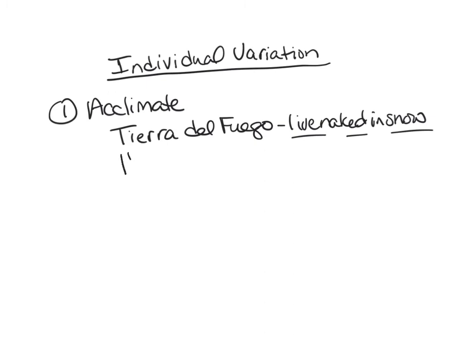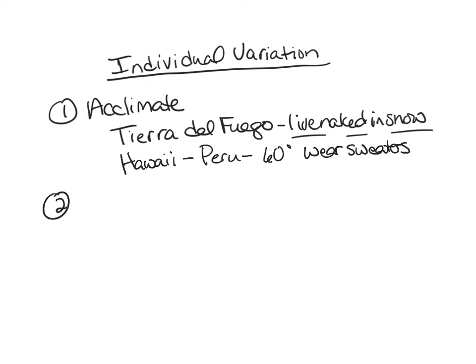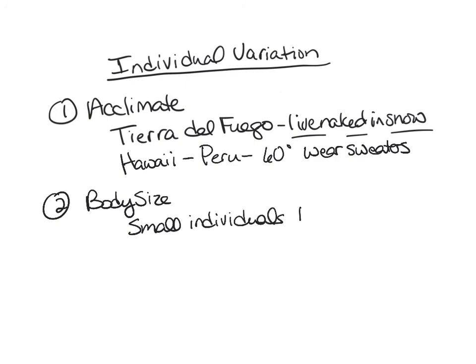But then you look at people that live in a place like Hawaii, or even a place like Peru, and in the winter, when it gets to be about 60 degrees or so, they will wear sweaters because they feel it's cold. So they've acclimated to the warmer environment. Another example of acclimatization is body size. Small individuals, they're going to lose heat much more rapidly than larger individuals.